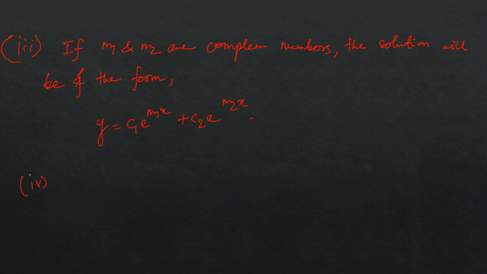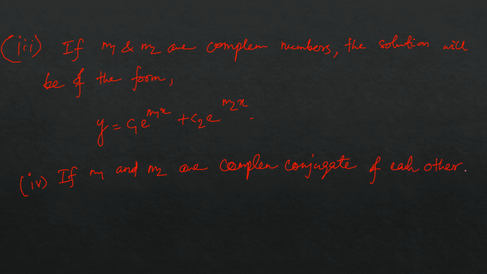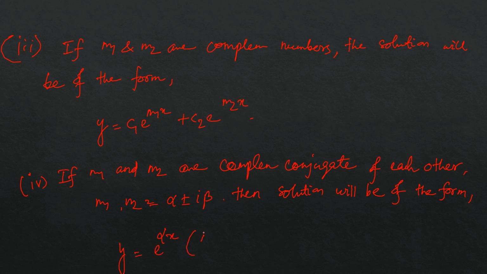The last one is, if m1 and m2 are complex conjugates of each other, that is m1, m2 is equal to alpha plus or minus i beta, and the solution will be of the form y is equal to e to the power alpha x (a cos beta x plus b sin beta x).